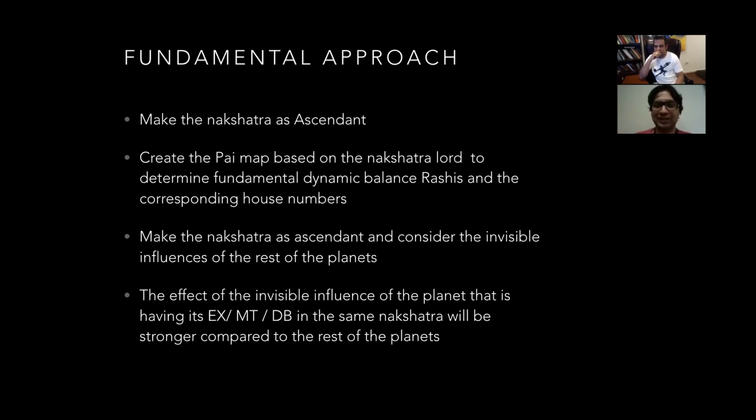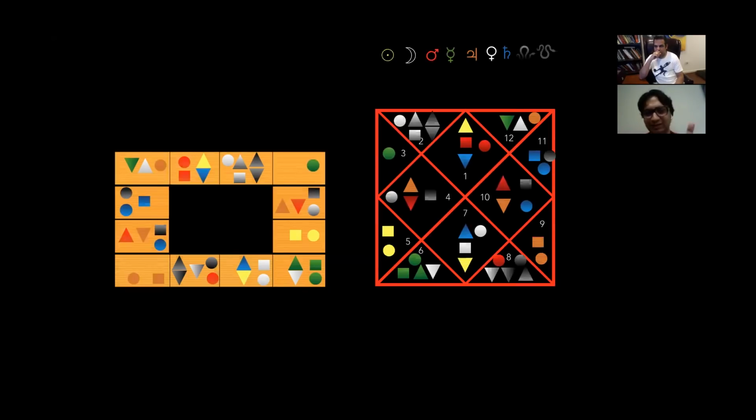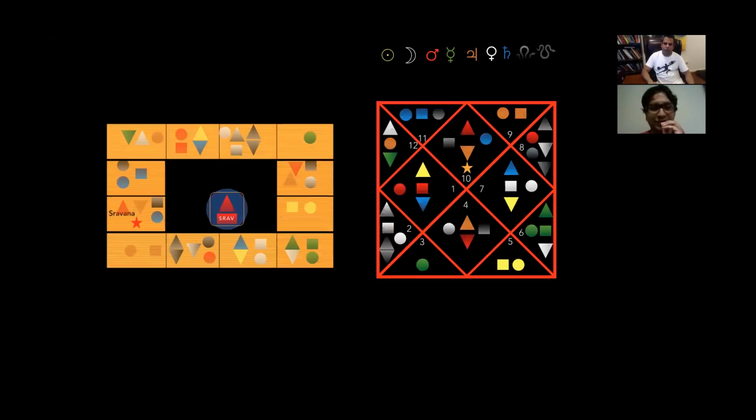by looking at the invisible influence of the Rashis. So this map is showing the invisible influences of all the planets in all the Rashis. You can think of this like the Kalpurush Kundali, where you are seeing all the influences of all the planets. Now if I make any particular nakshatra the ascendant, what I'm claiming is that one particular facet of the nakshatra deity, the deity that is connected with the nakshatra, can be seen through these planetary influences, the Rashis and the house numbers. Let me illustrate that simple point with one particular nakshatra, which is Shravana.